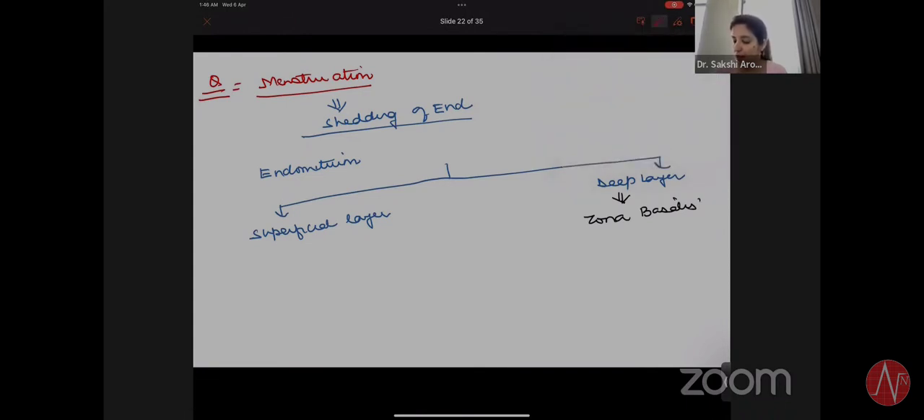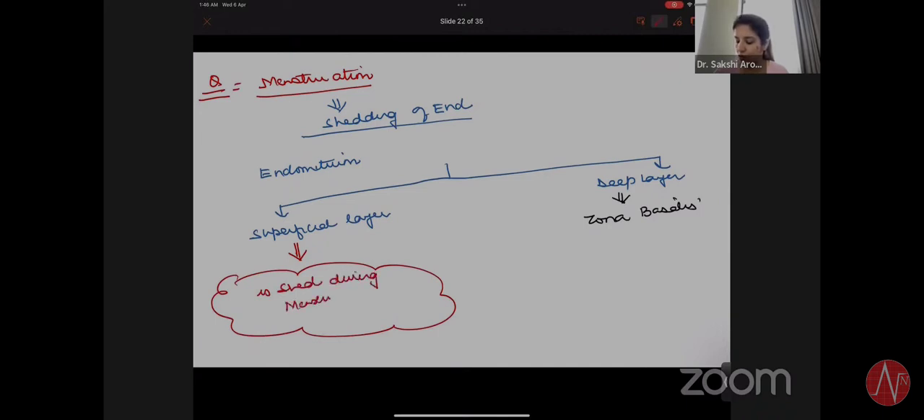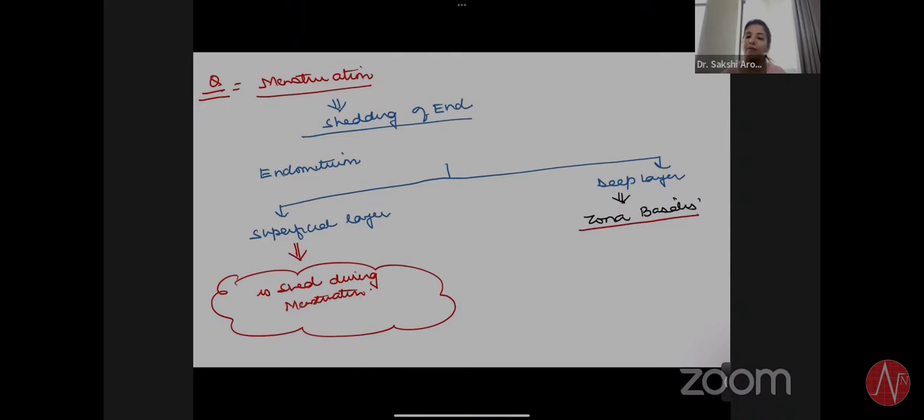So when menstruation occurs, it is the superficial layer which is shed. Superficial layer is shed during menstruation. So if superficial layer is shed during menstruation, तो जब हम ये कहते हैं कि एस्ट्रोजन आता है और एस्ट्रोजन एंडोमेट्रियम को प्रोलिफरेट करता है, कौन सी एंडोमेट्रियम को प्रोलिफरेट करेगा? It is going to proliferate zona basalis. Menstruation के टाइम पे superficial layer shed हो गई, zona basalis रह गई.